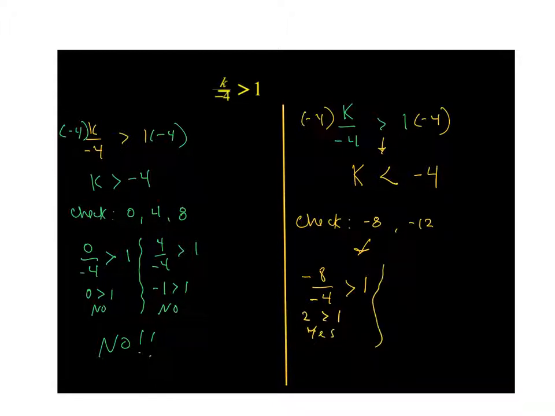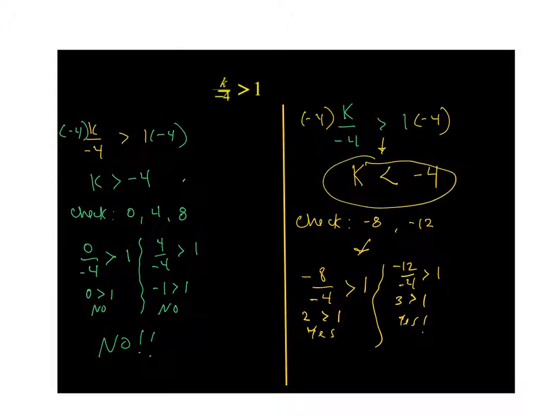Let's try it with a -12. -12 divided by -4 is greater than 1. Look at that. 3 is greater than 1. These numbers are checking, which must mean that k isn't greater than -4. Instead, k is less than -4. So once again, on this problem, we flipped the sign.